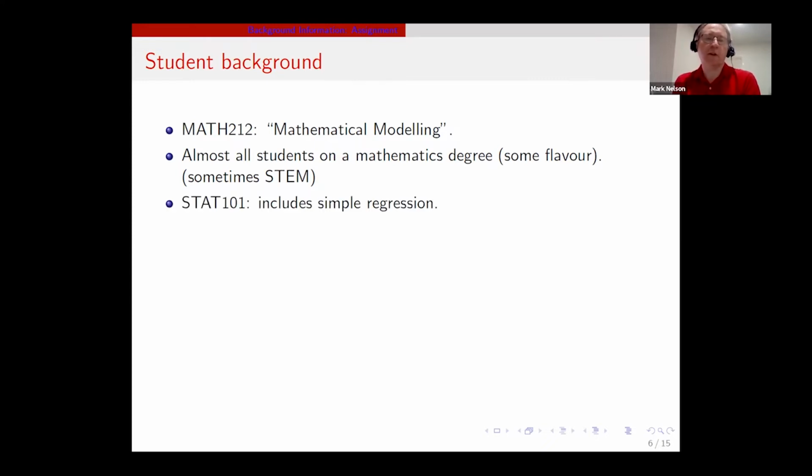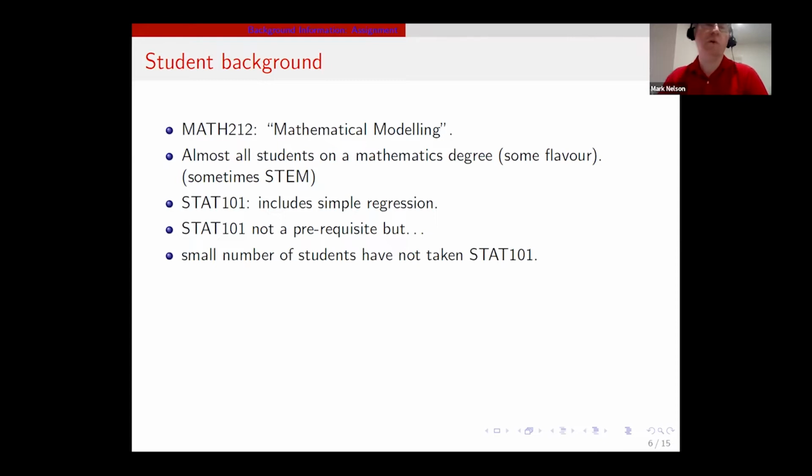This first year subject is not formally a prerequisite for this second year subject, but the way that our mathematics degrees are structured, it's pretty difficult to do second year subjects without having done this first year subject. So I can assume that students have done this subject. There is a small number of students who haven't taken this subject, and those students have got to teach themselves what they need to know about linear regression in order to answer this type of question.